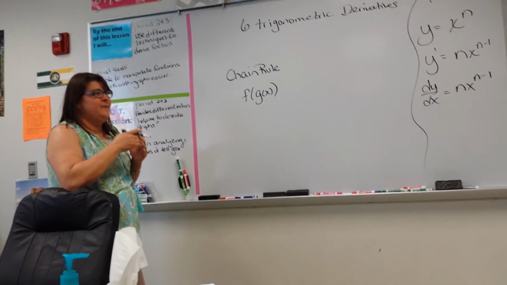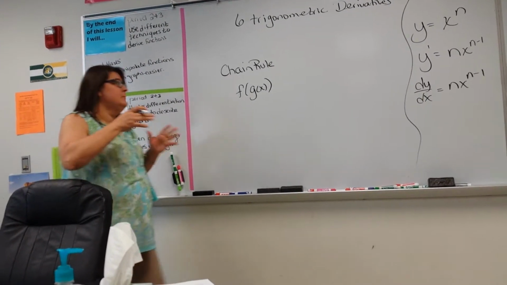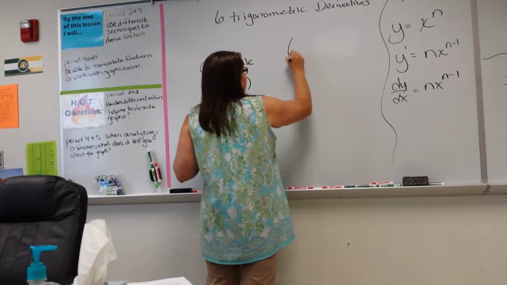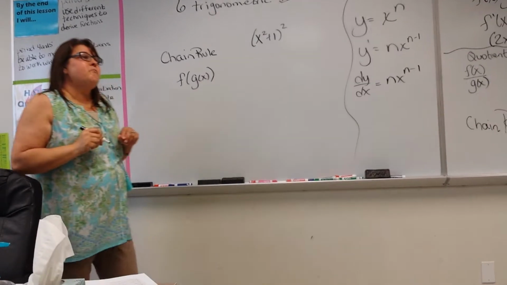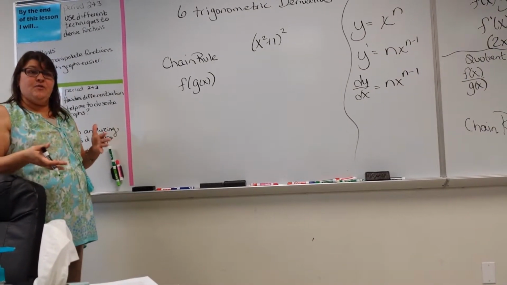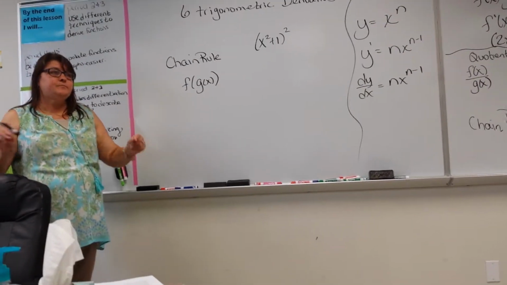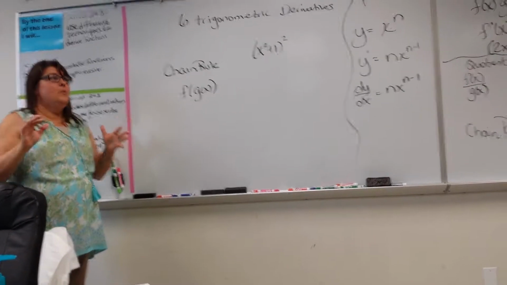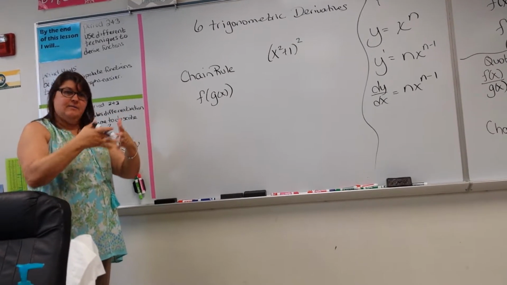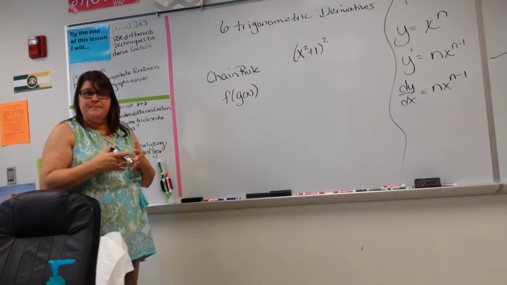Something that's in the format of f of g of x. Let me give you some examples. What's the f of x in this case? What's the outside shell? Whatever squared. What's the inside, g of x, in this case? x squared plus 1. Makes sense?